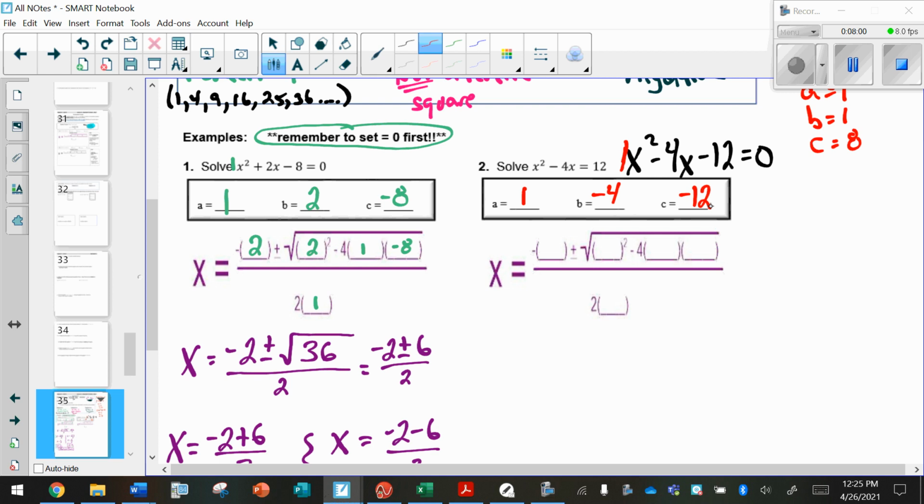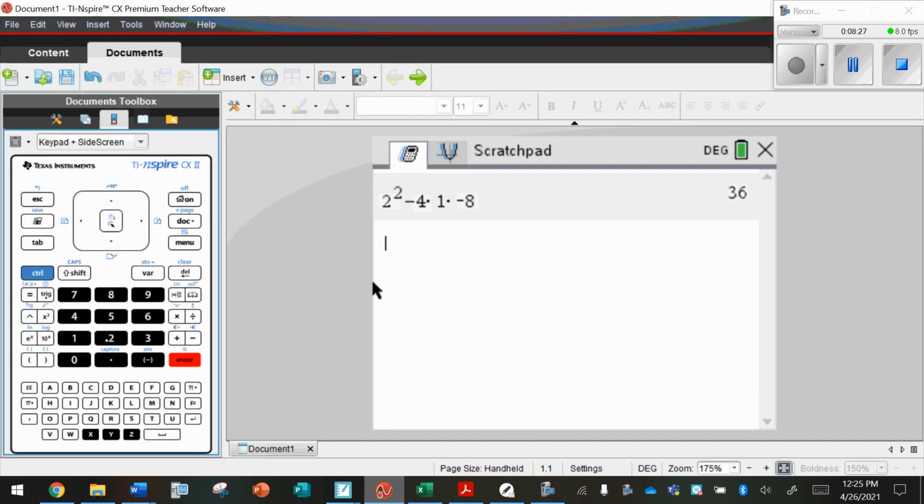So plug your numbers into your formula. X equals negative b, and the b value is negative 4, so make sure you put in the negative 4 inside the parentheses. Plus or minus square root b squared, which is negative 4, minus 4 times a times c, which is negative 12, divided by 2a. So again, we're going to go to the calculator. We have negative 4 squared minus 4 times 1 times negative 12.